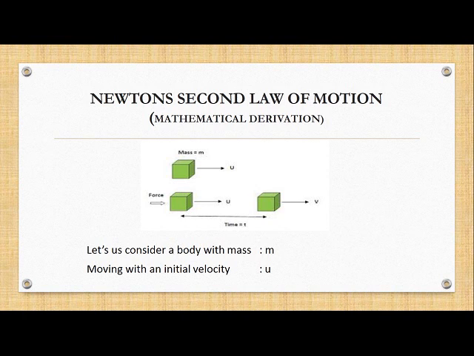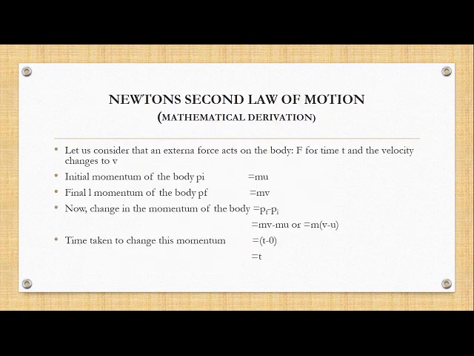Again I am repeating. Let us consider a body having a mass m, moving with the initial velocity u. To this body, we are applying an external force F for a time duration of t, and the velocity now becomes the final velocity v.